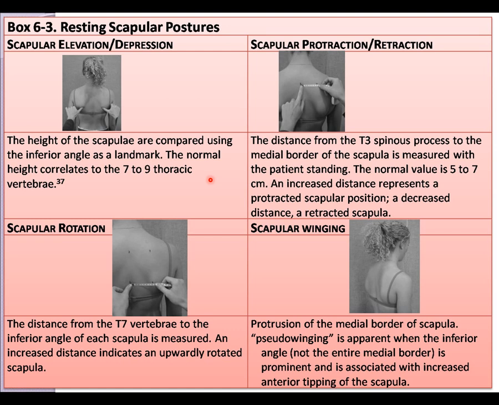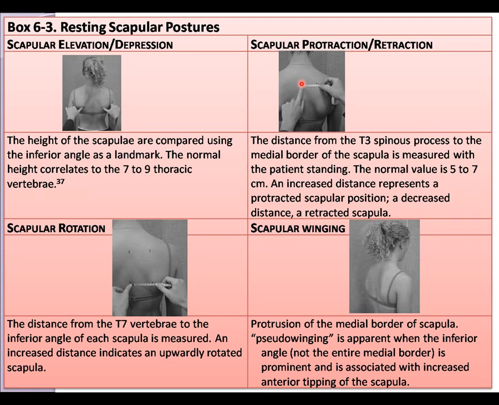Normally speaking, we can use this regular tape measure, and we can go from the spinous process over to the medial border of the scapula. So ideally we'd look at the T3 spinous process, but the medial border is somewhat curved, so try to find the more prominent part of the medial border where it's kind of sticking out the most, right by the spine of the scapula, then you can measure it from the medial border to the immediately adjacent spinous process, and normally that's about 5 to 7 centimeters.